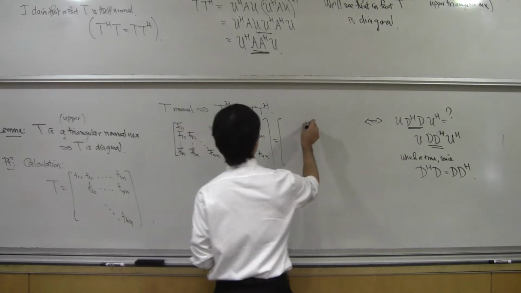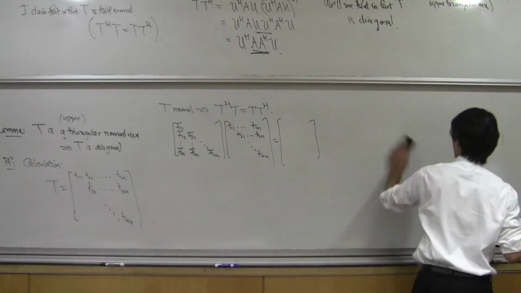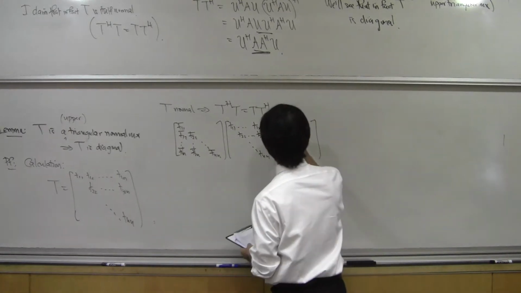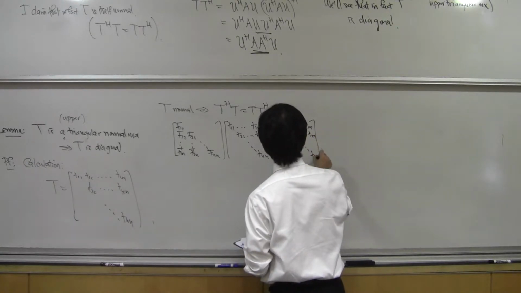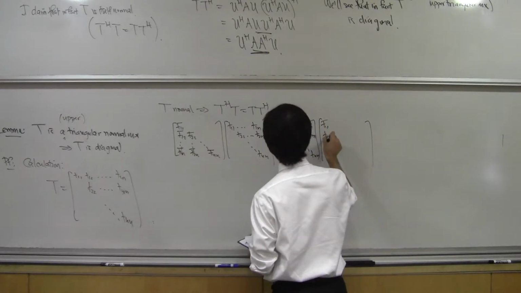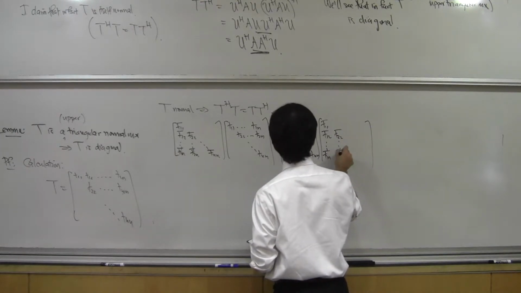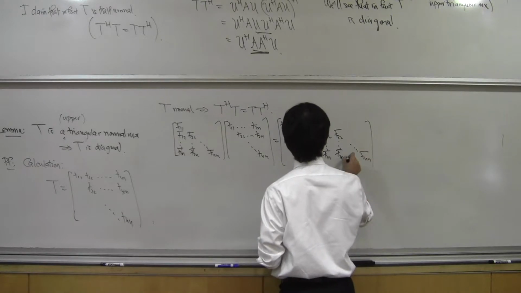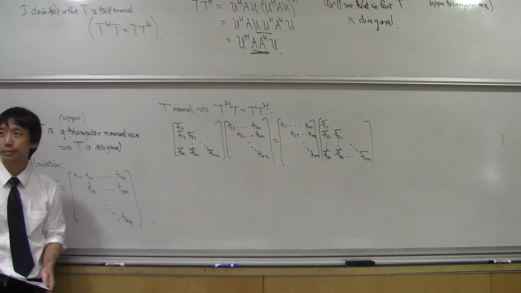This equals the guys in the opposite direction, in the opposite order. Right? So T1, T1, T2, T2n, T2n, T11, T12, T1n, T22, T2n, Tn. Okay, so I just write it out.